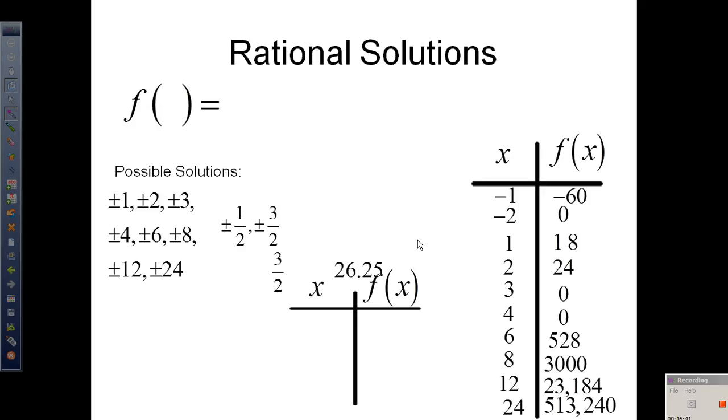And note, I'm only plugging in the positive ones. Why? Because I already have my one negative solution. And so now I have my 4 solutions there.